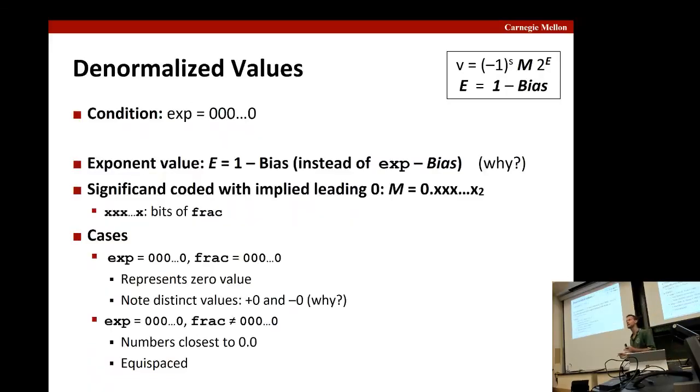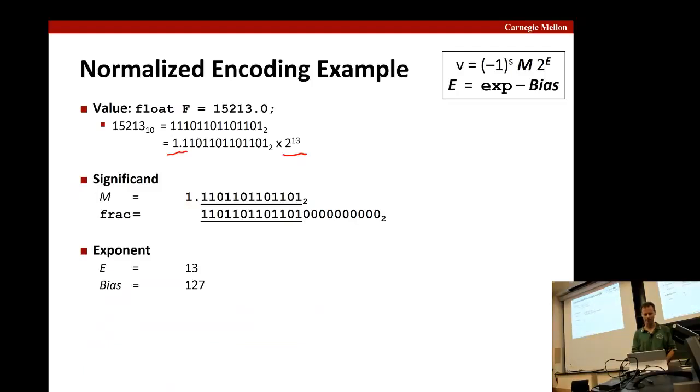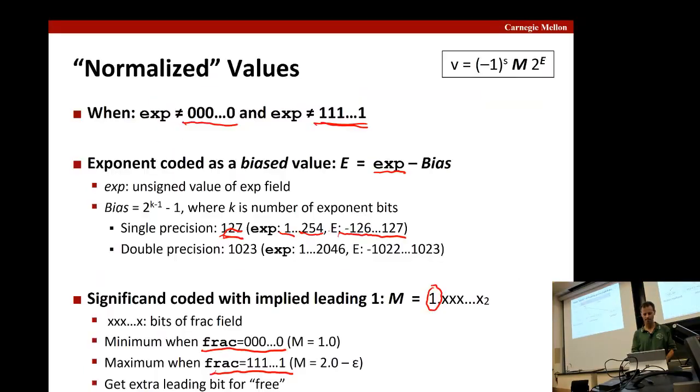All right, so that was the normalized case. That can cover a large range of values, but you're limited in how close to 0 you can get. If you recall, for single precision, we could get all the way down to an exponent of minus 126, so I get 2 to the minus 126. You might think that's really tiny and be happy, but it turns out that you often want to get even closer to 0.